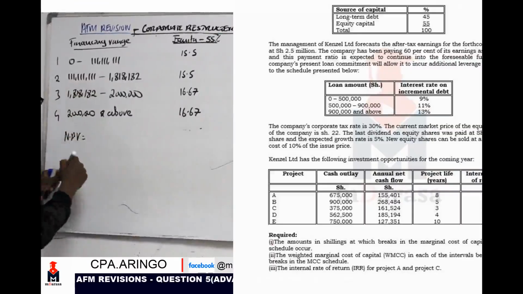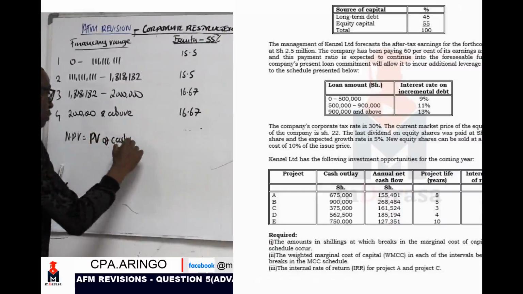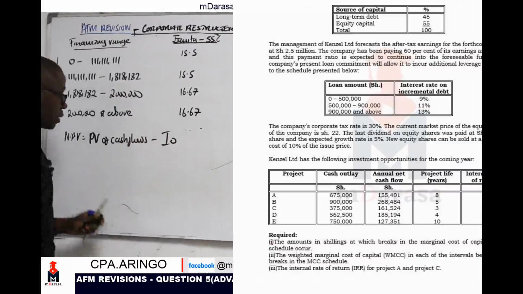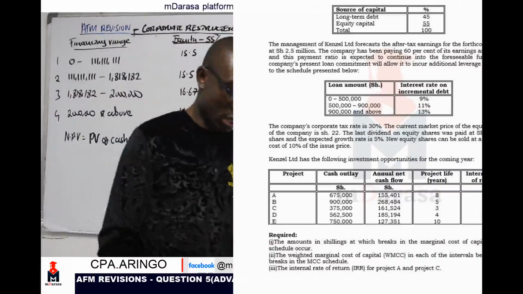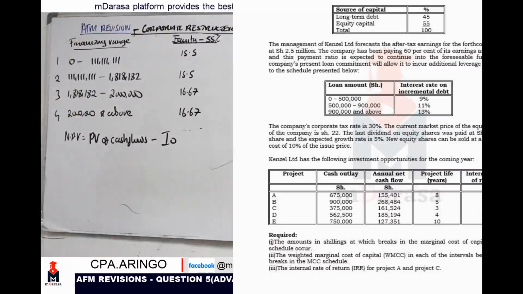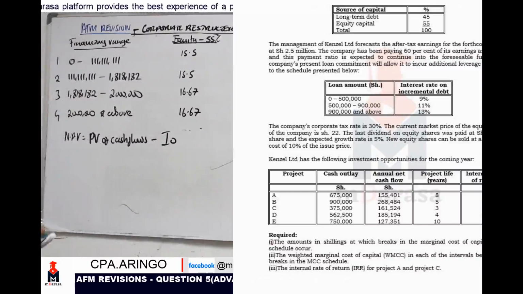NPV, we normally tend to talk of our cash flows, present value of cash flows minus our initial outlay. That is what will give us our NPV. So my focus here is on how many projects? My focus here is on the 2 projects that I was given.